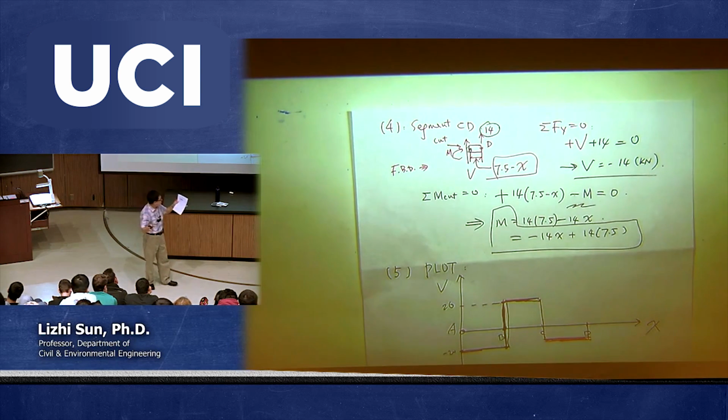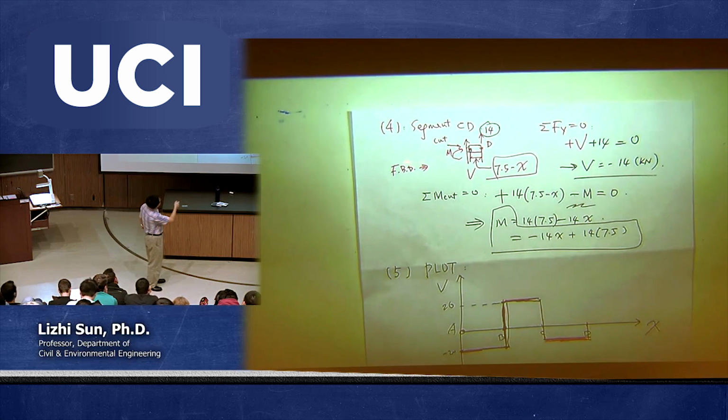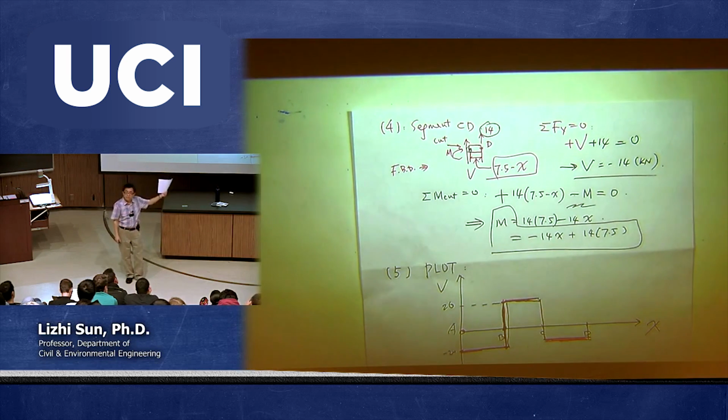2.5 plus 3 plus 2 is 7.5. So from A to D is 7.5 meters. Then from here to point A is called x. From A to D is 7.5. Then what is this one? That's going to be total 7.5 minus x. And that is the distance I'm going to use.